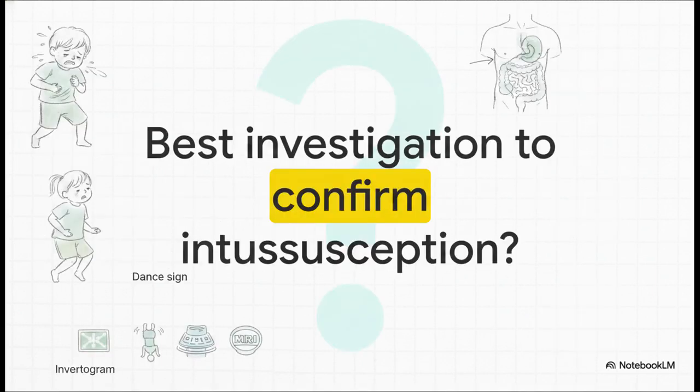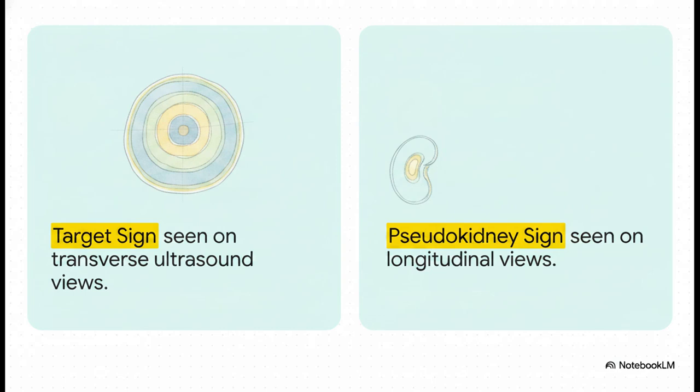So sticking with that exact same 2-year-old with the colicky pain, vomiting, and a positive Dance's sign, what is the best investigation to confirm your diagnosis? A, an X-ray of the abdomen. B, ultrasound. C, MRI. D, invertogram, or E, none of the above? The right answer is B, ultrasound.